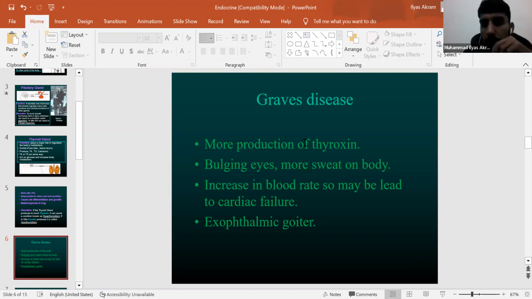When there is more thyroxine in the body, there will be more breakdown of glucose molecules. And when there is more breakdown of glucose molecules, a large amount of energy will enter the bloodstream. So when the blood gets more energy from the food, it gets a high temperature, and there will be an increase in the heart rate. So there may be a chance of cardiac failure, because of the increase in heart rate induced by the more production of thyroxine hormones in the blood. This condition is also called exophthalmic goiter. Exo means outside, and this is our goiter, at the front of our neck. So this is also called exophthalmic goiter.